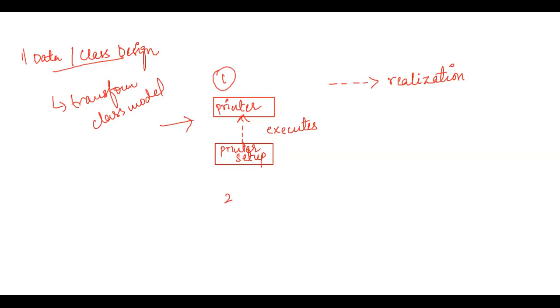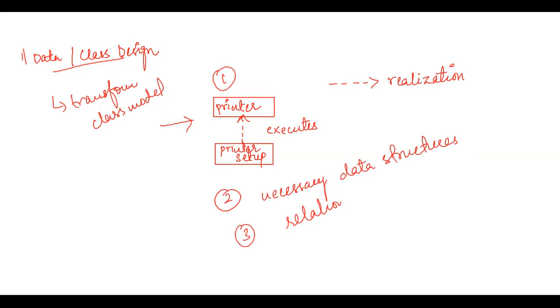The second step is that it is also going to identify all the necessary data structures. What are data structures? What type of data you are using. It is going to identify that also. Once you have all the data structures, you are also going to focus on the different relationships. One relationship that was already studied is the realization relationship. So you are going to identify the different relationships. These are the three steps within the data and class design.